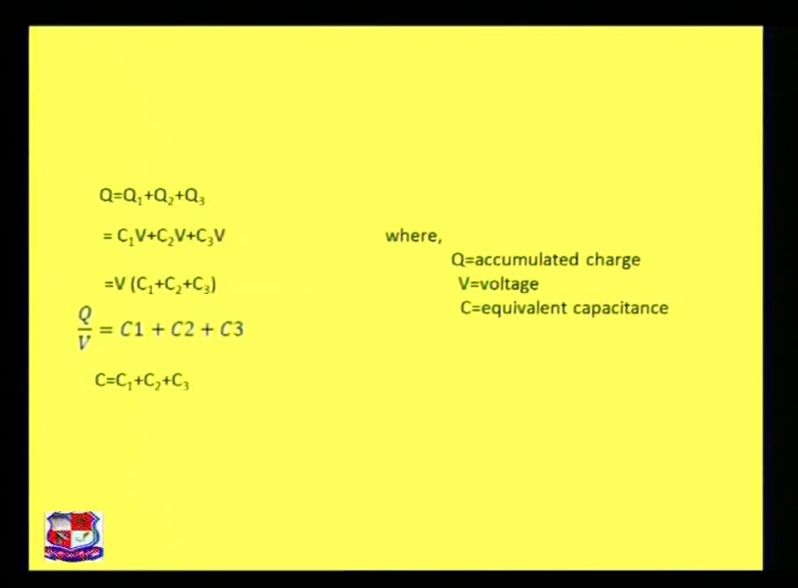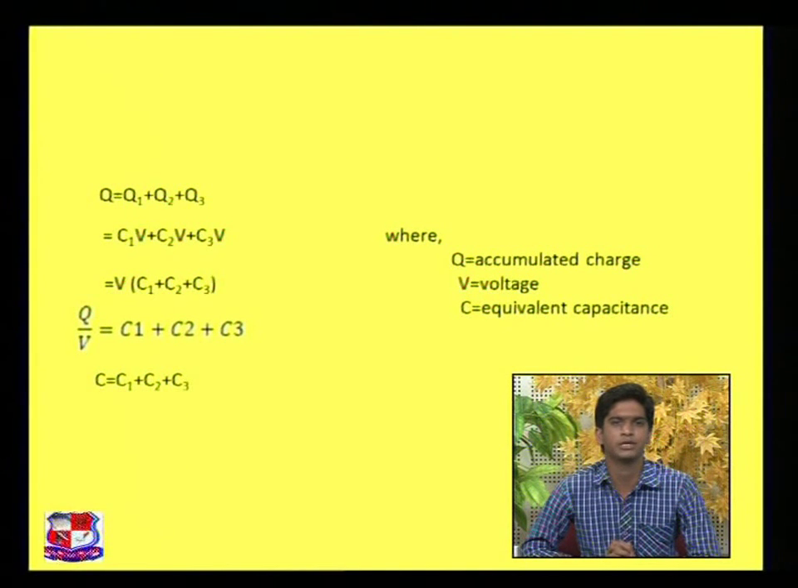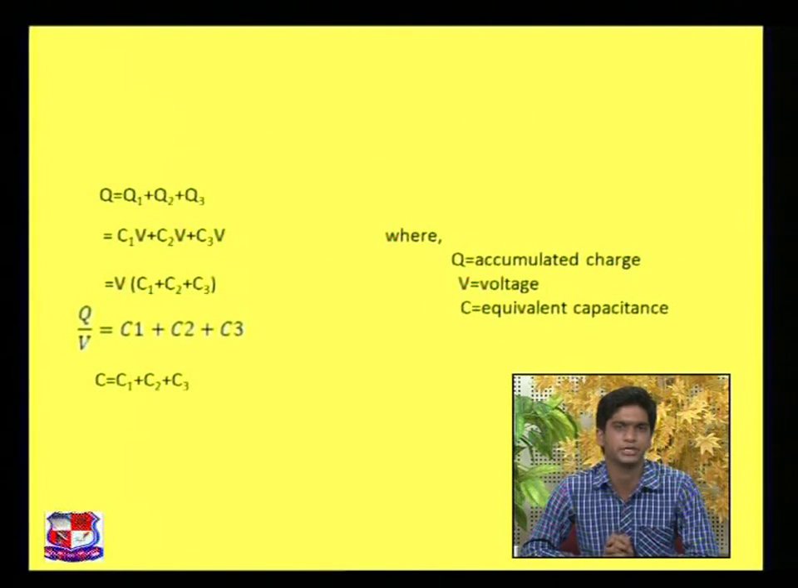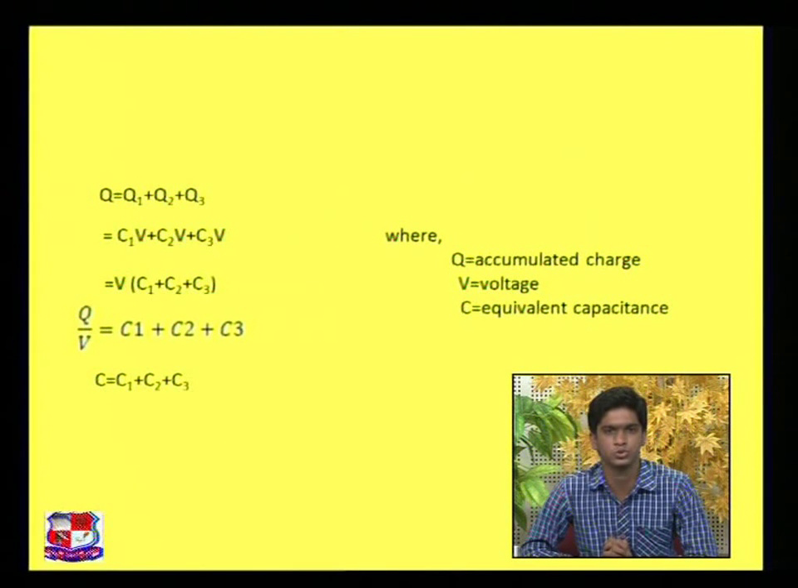Here comes the equation. Q is equal to Q1 plus Q2 plus Q3. It means the total accumulated charge is equal to the charge accumulated on first capacitor plus the charge accumulated on second capacitor plus the charge accumulated on third capacitor. So the charge accumulated on first capacitor is Q1, on second capacitor is Q2 and on third capacitor is Q3. So we can write that Q is equal to Q1 plus Q2 plus Q3.